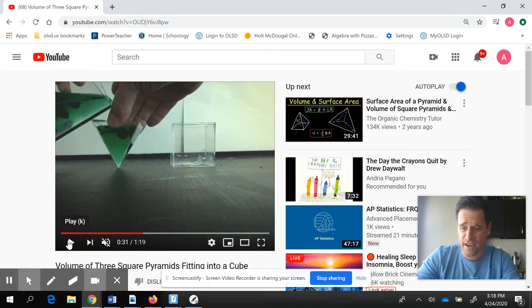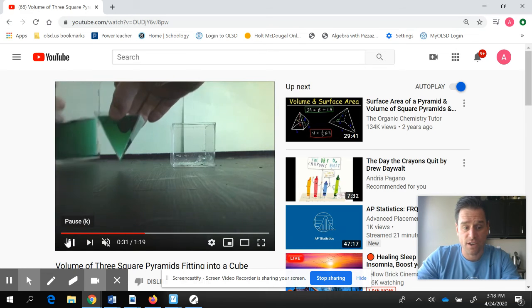So I want you to guess right now, or you can pause it and take a look. How many of these, when he pours the liquid in, will fit inside here? And give your guess. I'll give you a hint. It's more than one. It's definitely more than one. And here we go. Hopefully you have your guess. If you don't, that's okay.